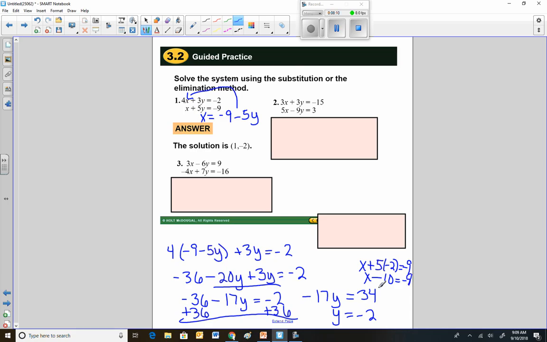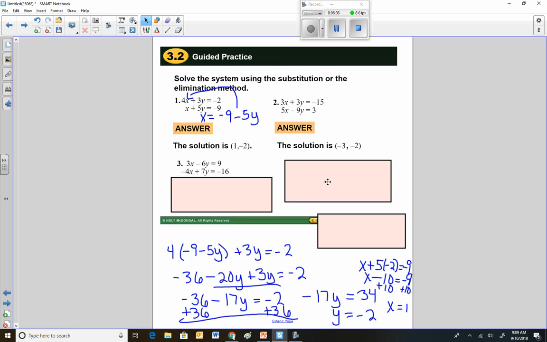Add your 10 to both sides. And I'm running out of room here. x equals 1. So our answer, of course, is 1 and negative 2. Now, on this equation right here, I would have used the elimination method. I would have multiplied the top by a negative 3, and I would have found that the solution is negative 3, negative 2.